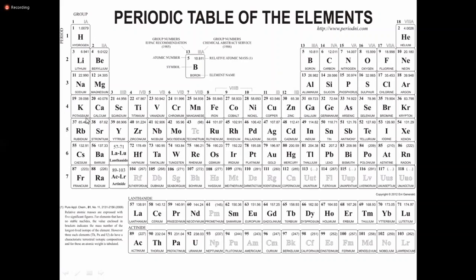Period, or we can also say series, right? So from left side to right side, that is called period, also called series. These two, the lanthanide series and actinide series, are actually named especially as a series, but you can also call these series, though mostly it is called period, right? So this is number one, two, three, four, like this way, right?